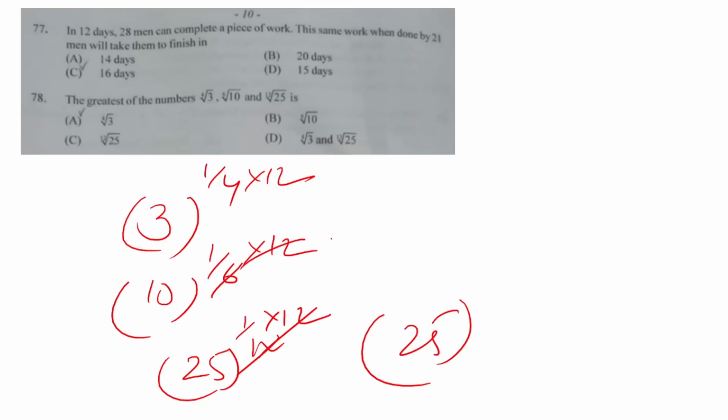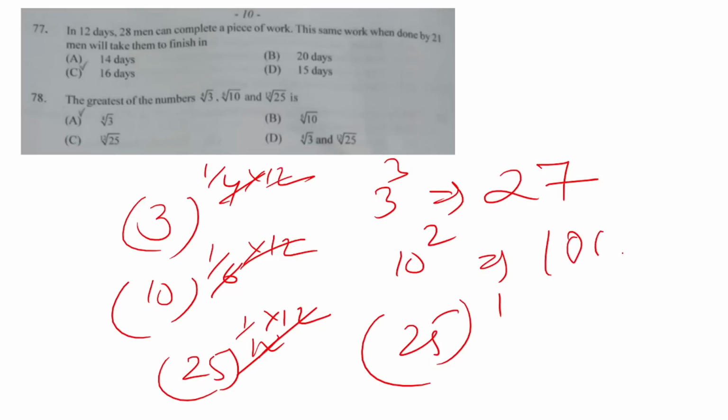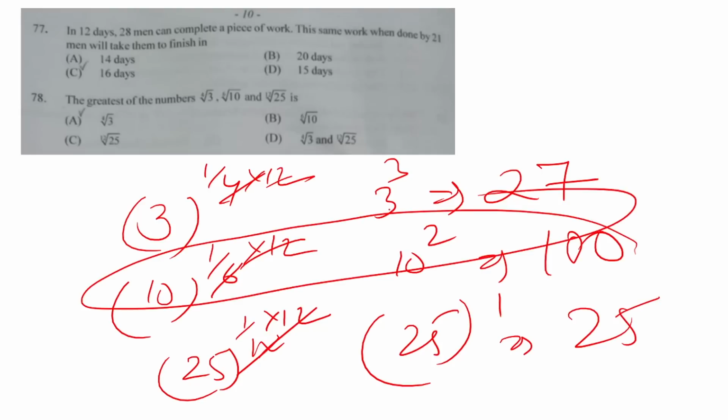Now 12 by 6 is 2, so 10 raised to the power 2. Then 3 raised to the power 12 by 4, which cancels to 3, so 3 raised to the power 3 is 27, 10 raised to the power 2 is 100, and 25 raised to the power 1 is 25. So the biggest value is option number B, which will be the correct answer.